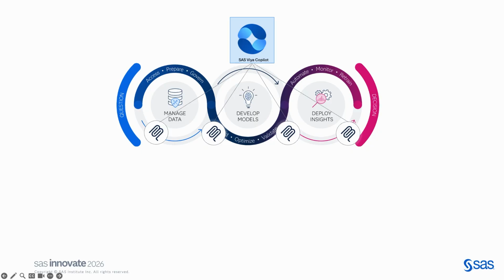Now the idea of SAS Viya Copilot is that it exists across all of our different applications. This particular flow that I'm showing here is actually our analytics lifecycle flow. And the particular part that we're going to talk about is Model Studio, and it's the middle piece. We're actually developing the models. You can see the Viya Copilot is in all these different places.